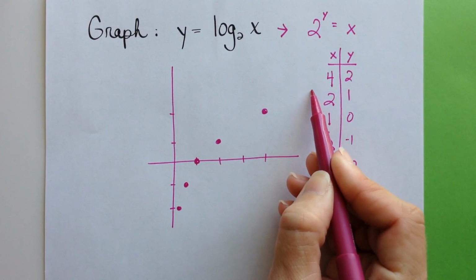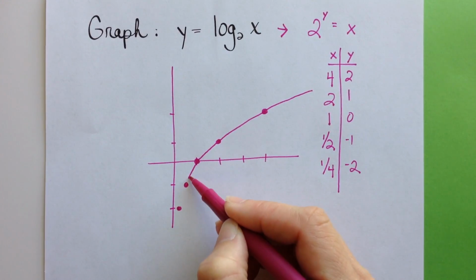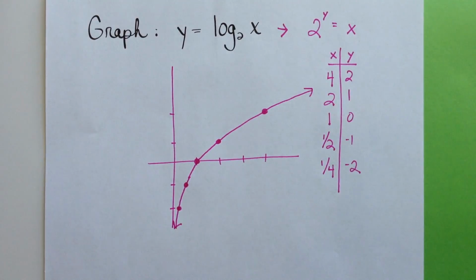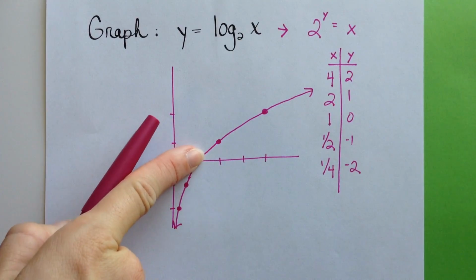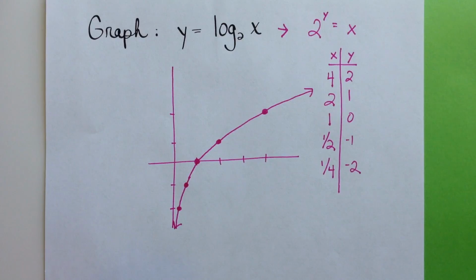Now, with the exponentials, I stressed to you about the x-axis being an asymptote. Well, on your log graphs, your y-axis is going to be an asymptote. So as this graph curves and comes down, it's going to come right down along the y-axis, but it's not ever going to go across it.